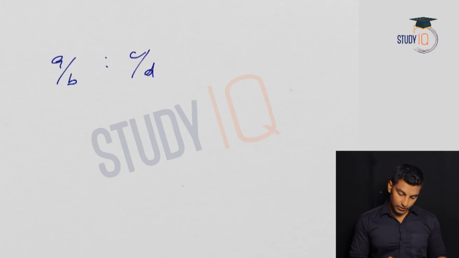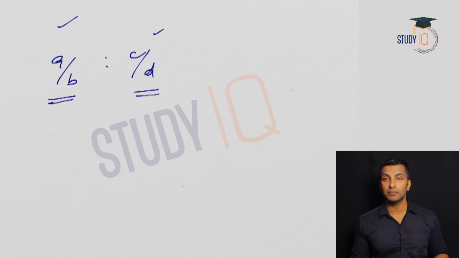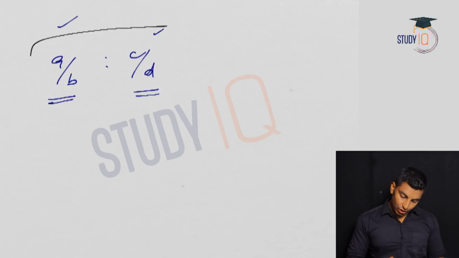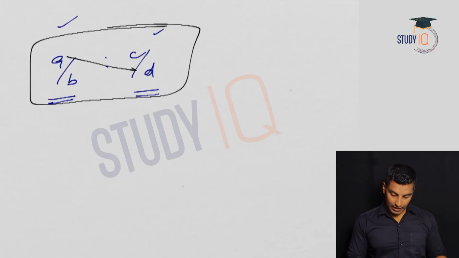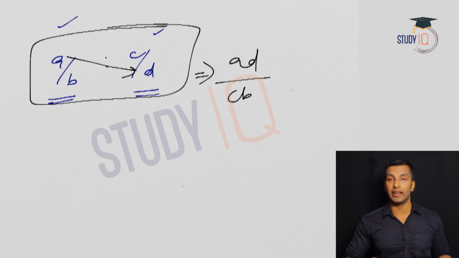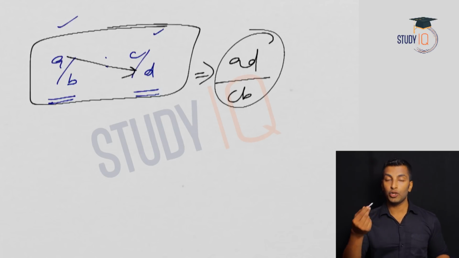Now the next property. Let's suppose you have two ratios, like A by B and C by D. So this is one ratio, this is another ratio. This is a fraction, this is also a fraction, right? Now the property is that the ratio of these two fractions can be expressed as an integral value or integers. How? Just multiply this crosswise, and it becomes AD and CB. So this has to be an integral value or integer, right? So the ratio of two fractions can be expressed as two integers.